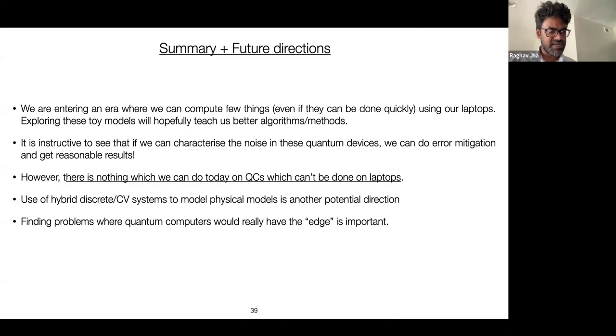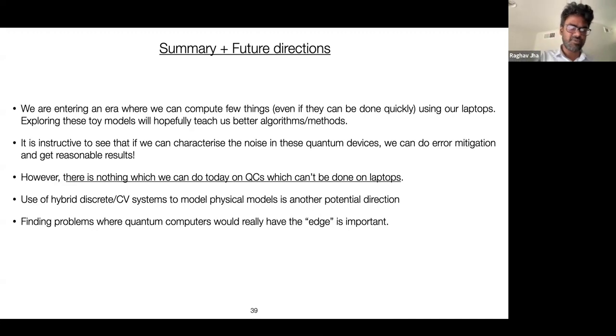The use of hybrid discrete systems is important to study physical models, because what I considered was a fermionic system. For quantum computers, fermions are easy because of the Pauli exclusion principle, which restricts the number of states. But if you have bosonic degrees of freedom, all of them can be in the same state. It's like an infinite Hilbert space, and encoding bosonic degrees of freedom into qubits is hard. So for that, the continuous variable approach, the oscillator basis, or the photon approach might be better.